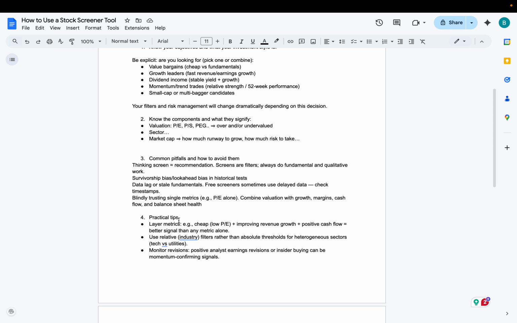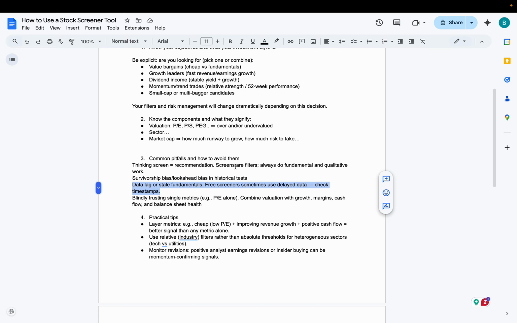A stock screener is meant to help you kickstart your research. Next is survivorship bias and look-ahead bias in tests. This is more for your trading related data, the technical side, but I think it could also spill over to fundamental research, especially if you tie it with the next factor, which is data lag or stale fundamentals.